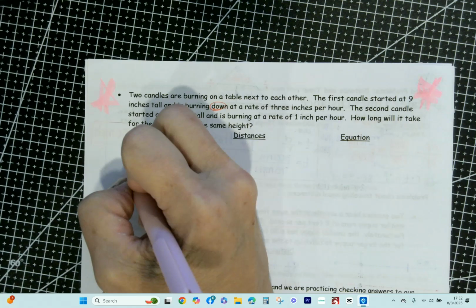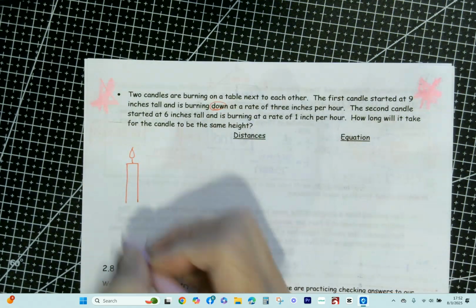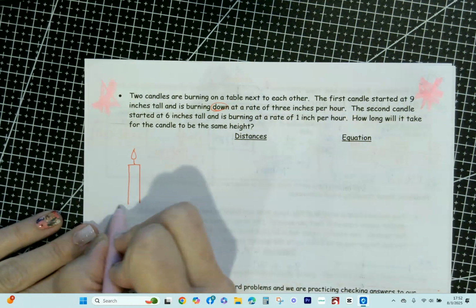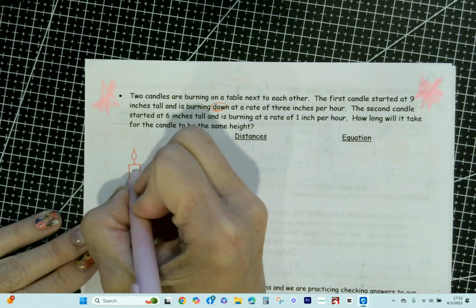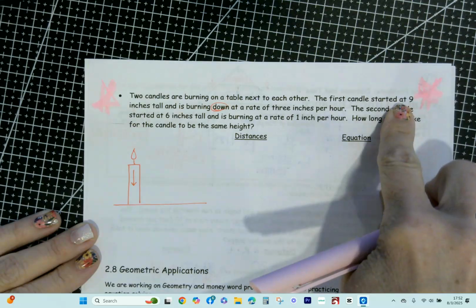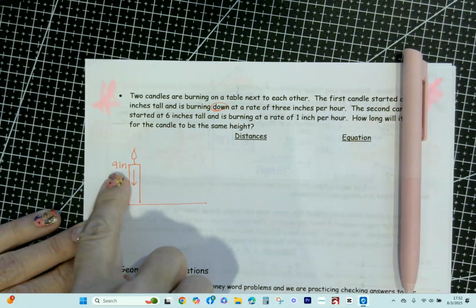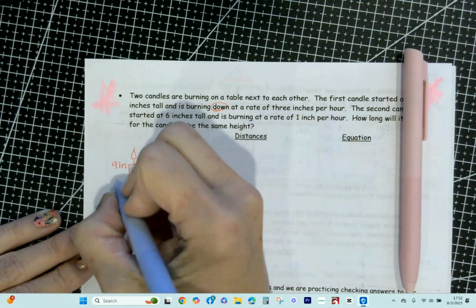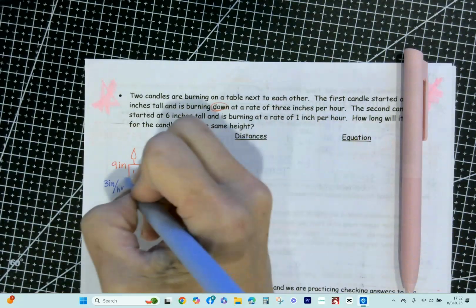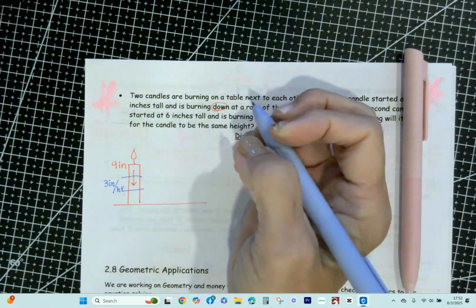Okay, so let's draw that out. We have a candle. Okay, there's our little candle. I don't know how tall it started yet. Okay, but it's going to be burning down, so it's going to get smaller. Okay, it started at 9 inches tall, so there's 9 inches, and it's going to get smaller at a rate of 3 inches every hour. So every hour, it's 3 inches shorter. So 3 here, 3 here, 3 here. Okay.